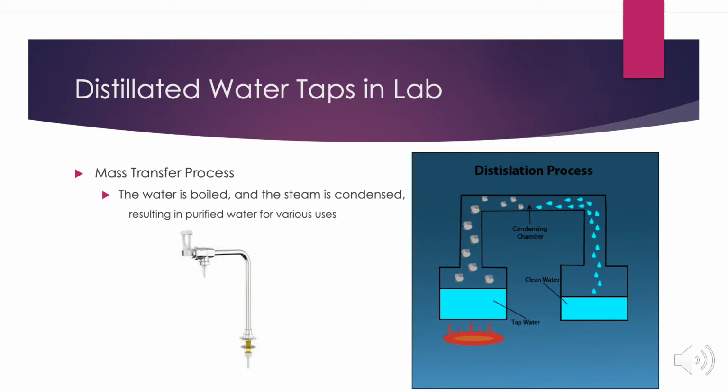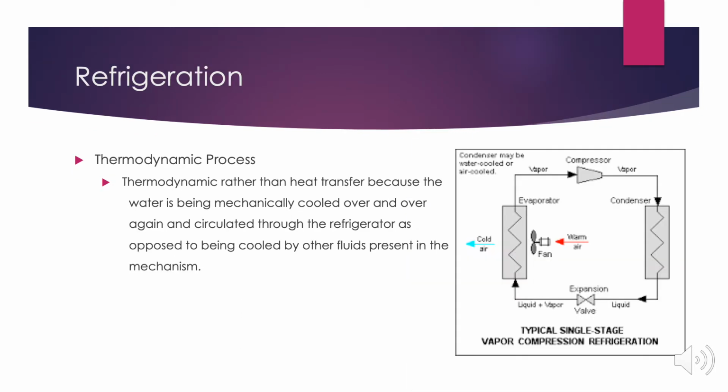And a tap can look anything like this. They kind of look just like regular taps, but there's this mass transfer process going on before it gets to the tap. So another example would be refrigeration. We have refrigerators in the dorm rooms. We have them in the dining halls, kind of all over the place as well.